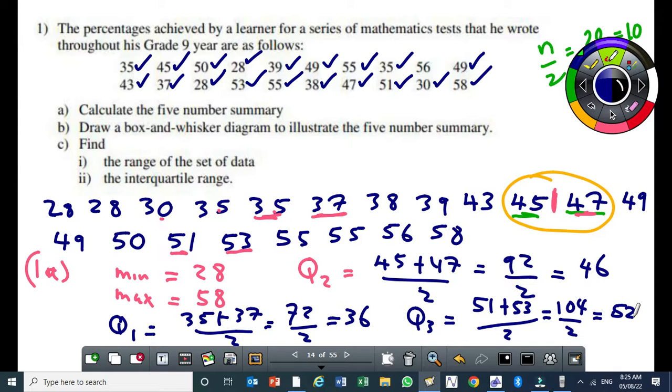Okay, so I've determined the 5-number summary. I've got my minimum, I've got my maximum. I've got my median, which is Q2, then I've got my Q1, which is the lower quartile, and then I've got my Q3, which is the upper quartile.